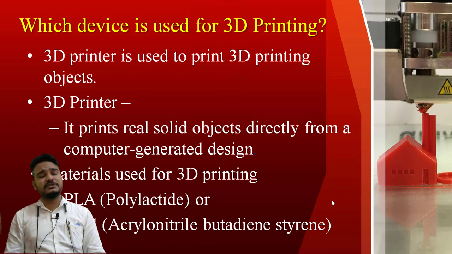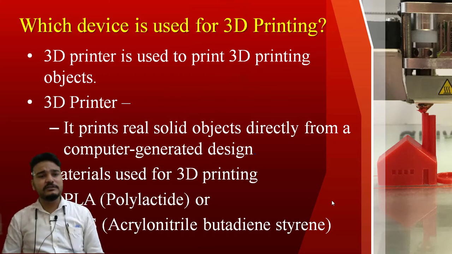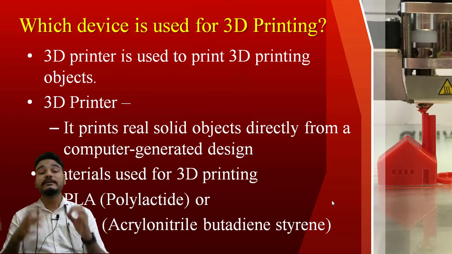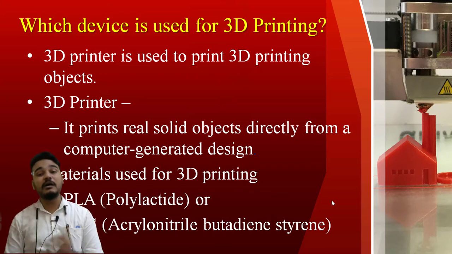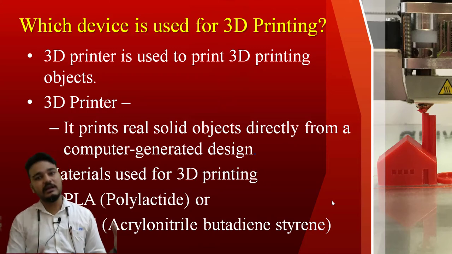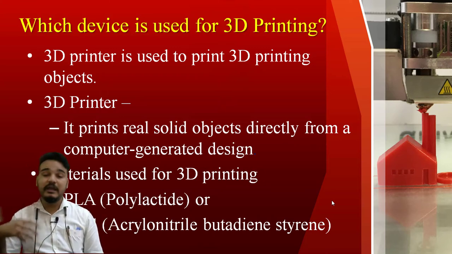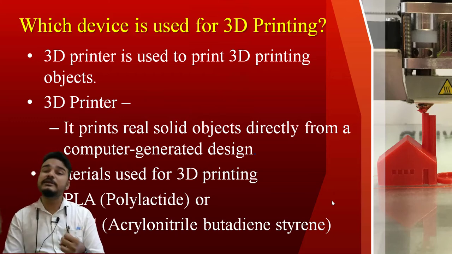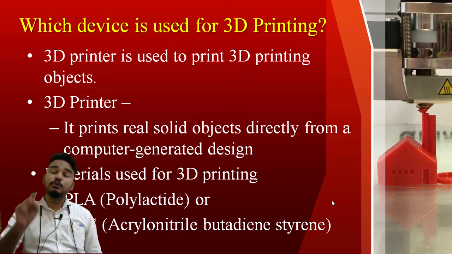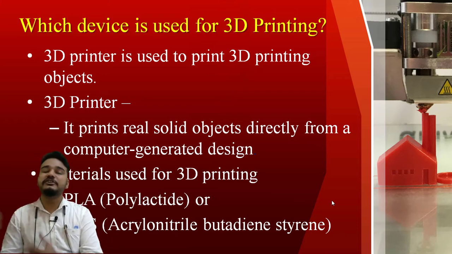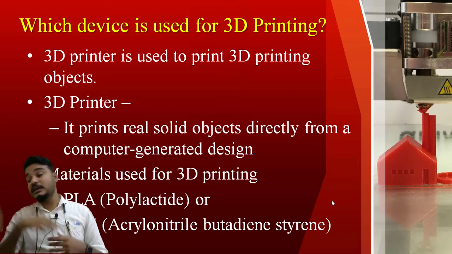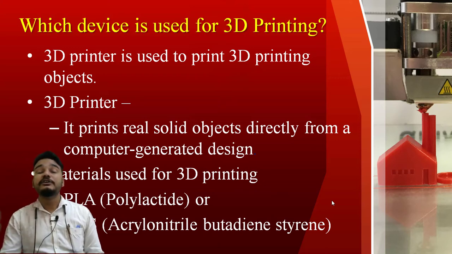So which device is used for 3D printing? Like for our normal printing we use a Canon or some other company's printer. So for 3D printing we use 3D printers. Separate 3D printers are available in the market. Though they are so costly, there are printers that can print you a real object. A 3D printer is a printer which prints real solid objects directly from a computer generated design. Whatever design we make, that design will automatically be printed in real.